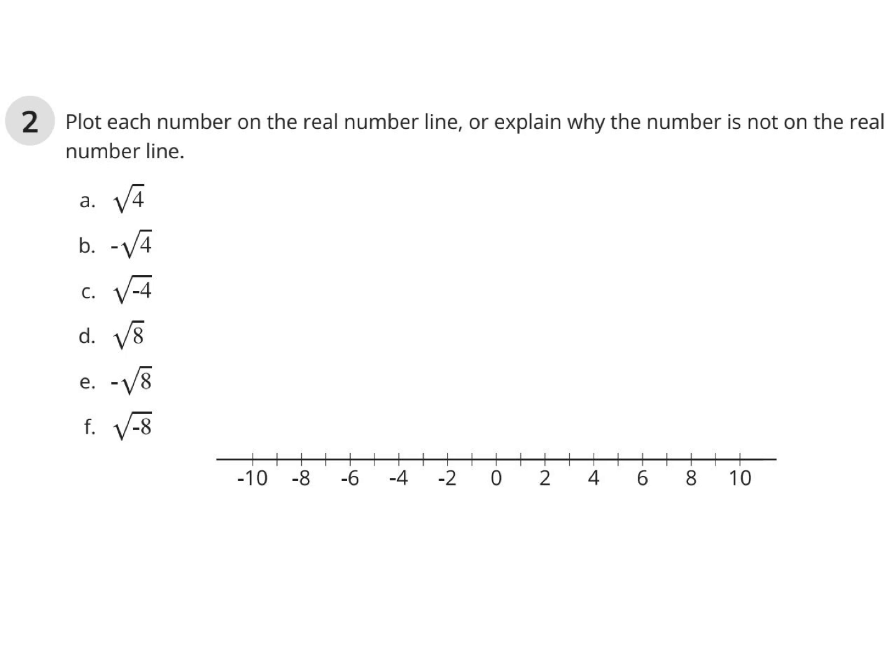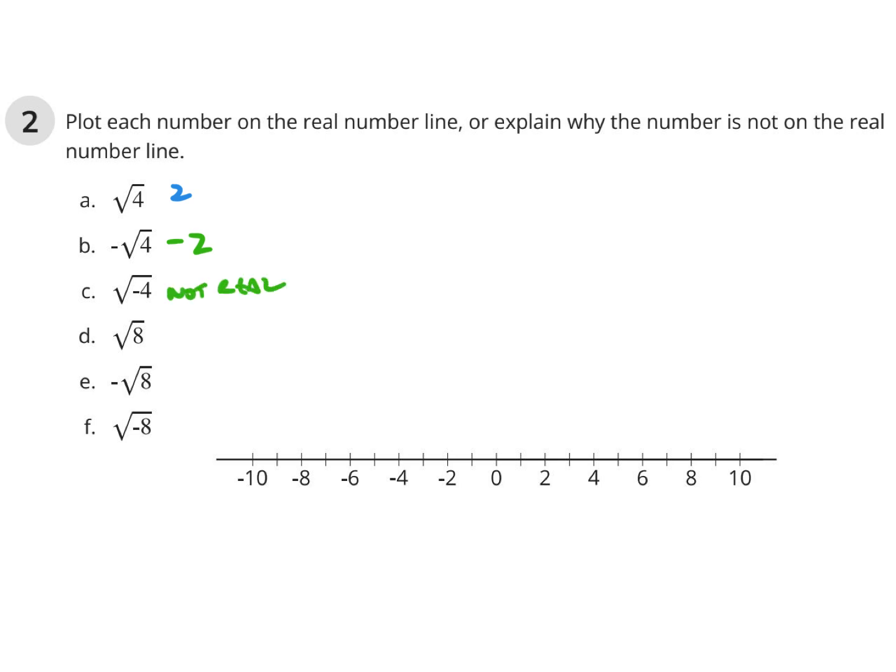Okay, plot each number on the real number line and explain why. All right, so the square root of 4 is 2, and we're going to deal with the principal roots. So the opposite, or the negative, of the square root of 4 is the negative stays out front, and the square root of 4 is 2. Let's do this in different colors because we're going to have to put this on the number line. So that's -2. This is not real.